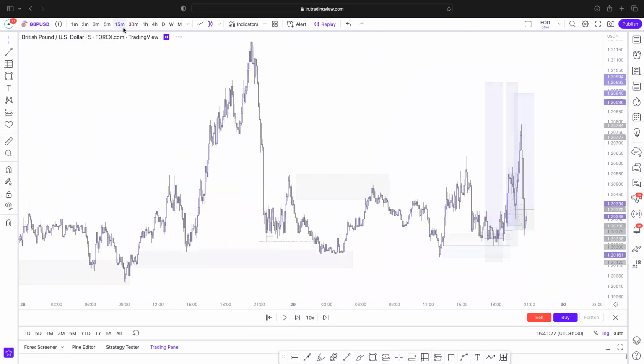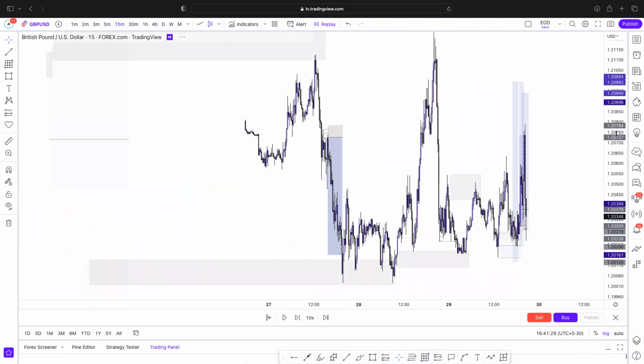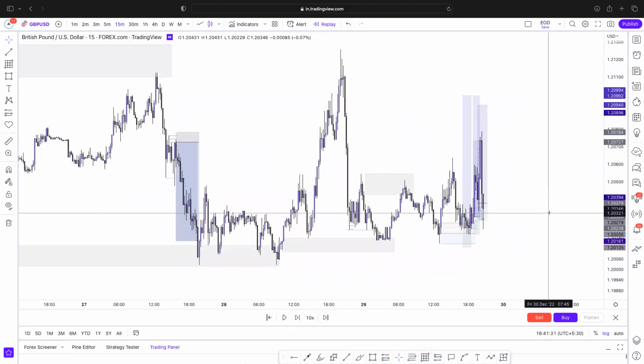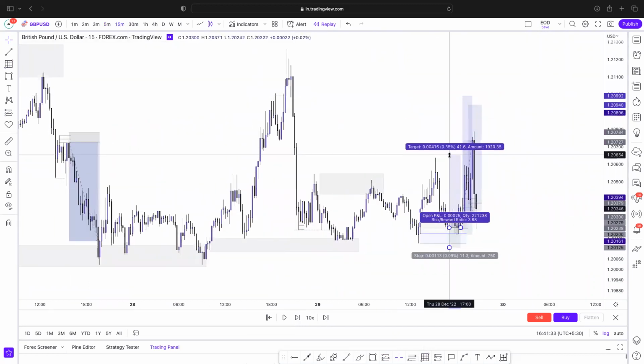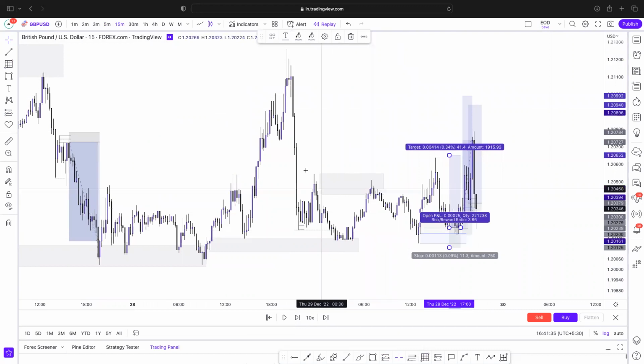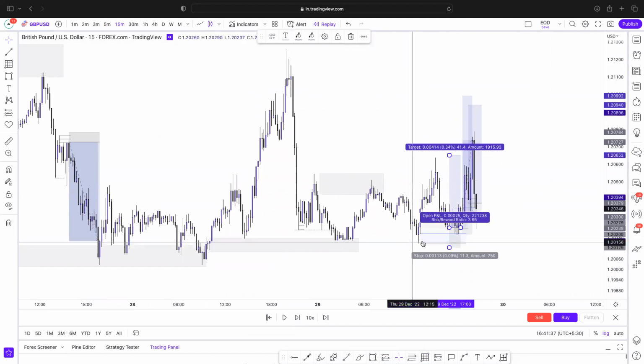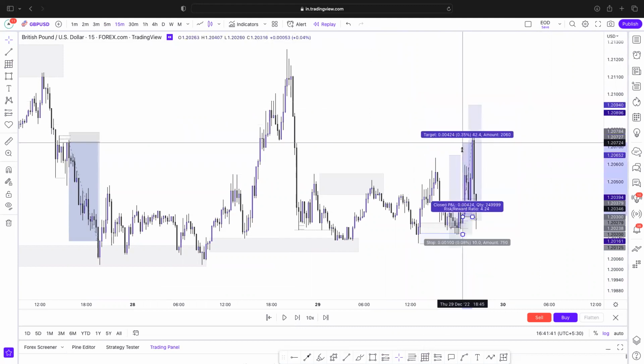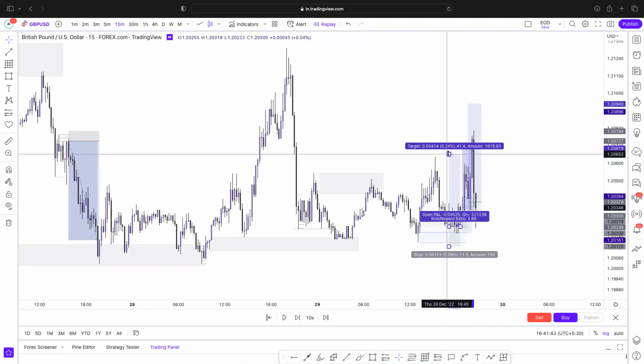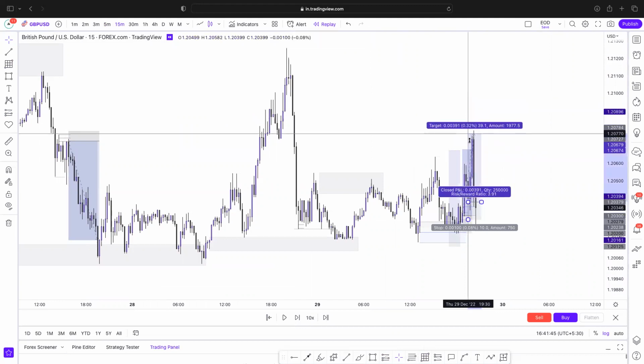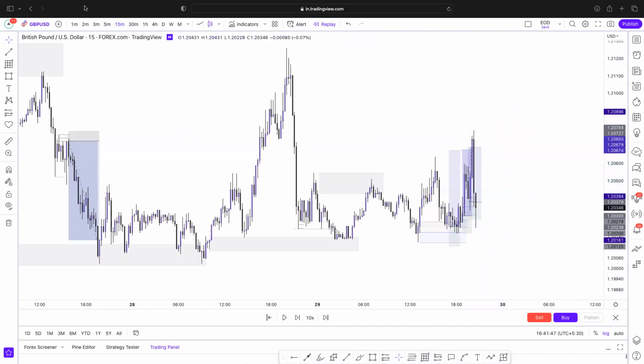Where was the 15 minute? Wait a minute, let me mark that 15 minute real quick. Okay, this was my target. Sorry, this high, because this is the 15 minute break of structure. So the high should be our target. I'm really sorry for that. So this high was my target over here.